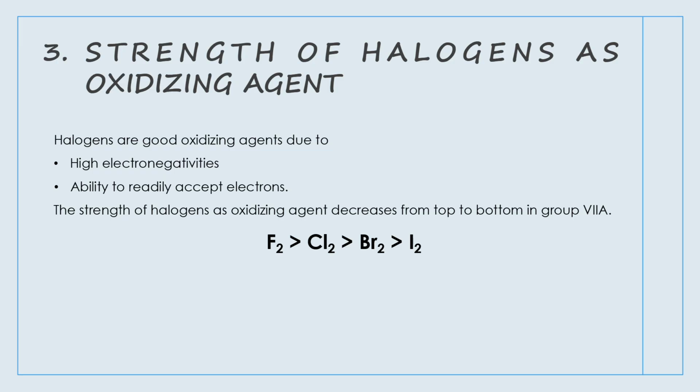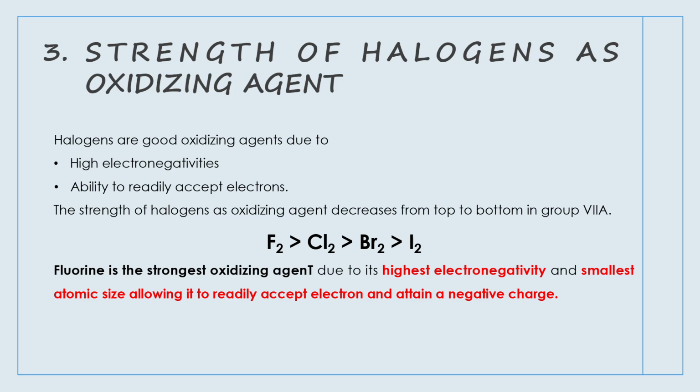Here you can see that fluorine has the highest electronegativity value, so it is the strongest oxidizing agent, and as the value of electronegativity is decreasing, the ability to accept the electron is also decreasing. So among all the halogens, fluorine is the strongest oxidizing agent. And why is that so? Because it has the highest electronegativity and the smallest size. So it will readily accept the electron and attain the negative charge. If you remember, the same reason we studied for the exception for the bond enthalpy as well. So you can easily relate both scenarios with each other.